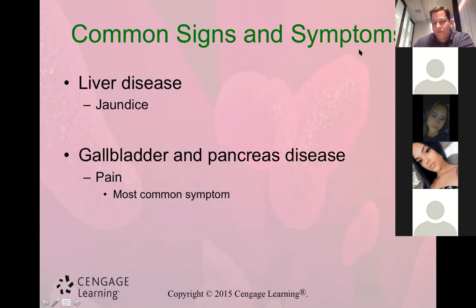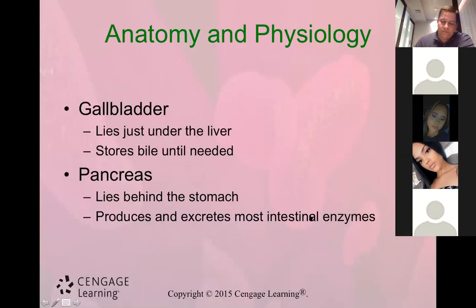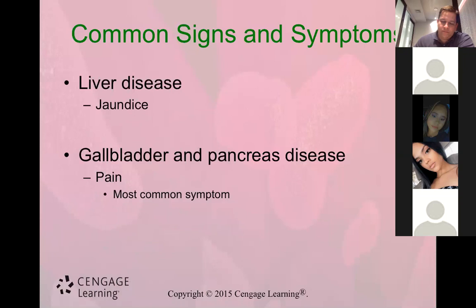Common signs and symptoms of diseases that involve the liver, gallbladder, and pancreas. For example, liver disease or jaundice is one. Gallbladder and pancreas disease have pain as a sign or symptom. That is the most common symptom. For liver disease, the most common symptom is jaundice.